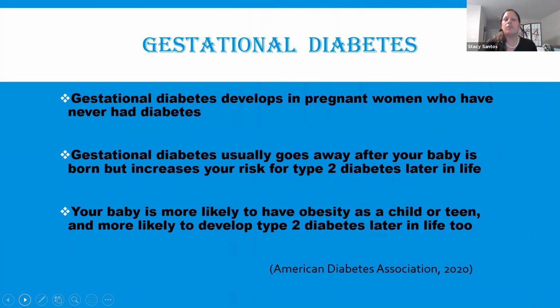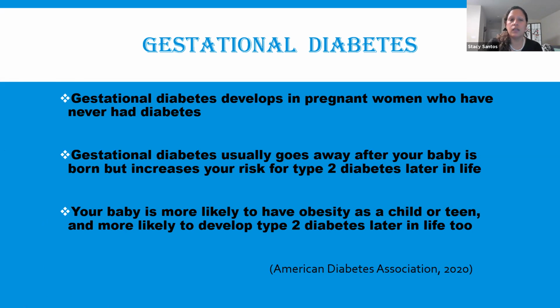Gestational diabetes. I wanted to mention it just because it does come up. It's out there. People may find that they are exposed to having to learn about this when you are pregnant and you end up being a diabetic and you're like, oh my goodness, what's going on? But it develops in pregnant women who've never had diabetes. So it's brand new. It usually goes away after your baby is born, but increases your risk for type 2 diabetes later in life. That is probably the most important notation. So once you've been a gestational diabetic, your risk now increases to become a diabetic.